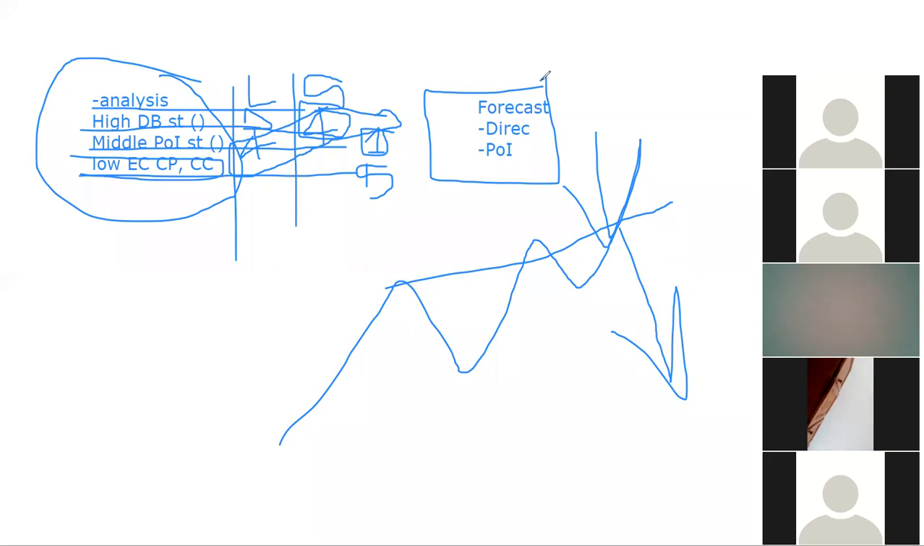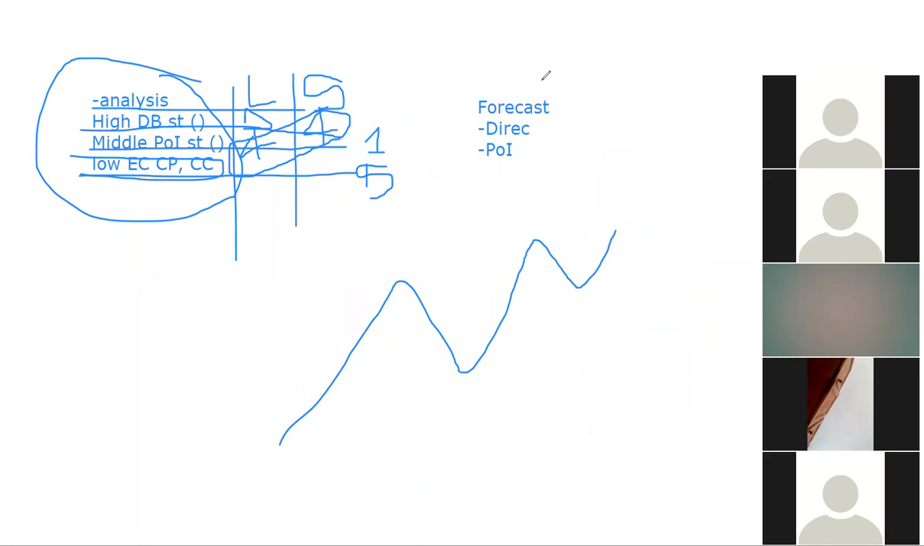So nonetheless, we've defined your process of forecasting already. All you need is your directional bias and a point of interest. That's done and dusted.